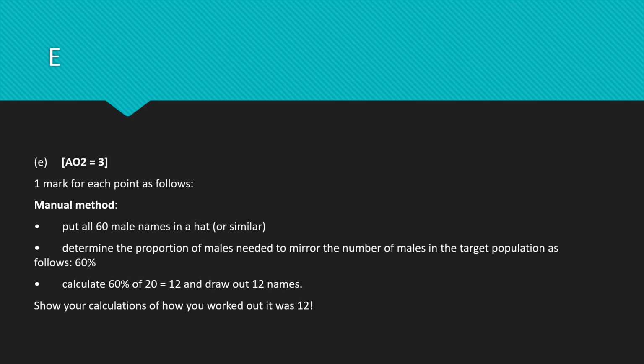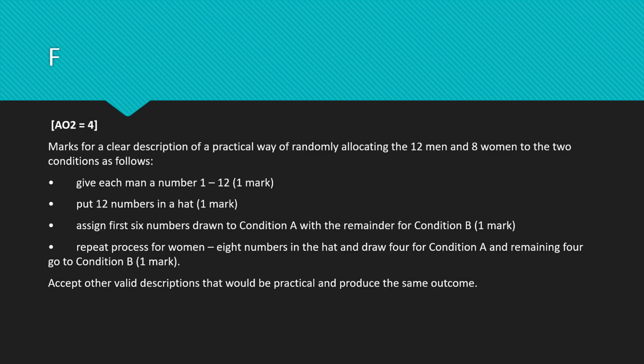And then the last question then, F. F says the psychologist wanted to randomly allocate the 20 people in her stratified sample to the 2 conditions. She needed an equal number of males in each condition and an equal number of females in each condition. Explain how she would have done this for 4 marks.